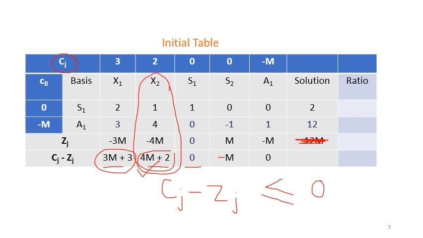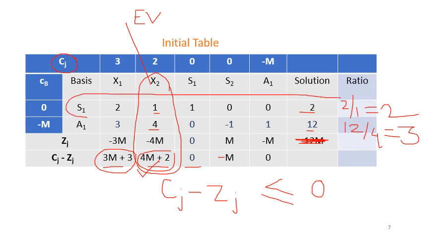And now find the ratio here. So x2 now becomes your entering variable. Now when I take the ratio, 2 divided by the element in the key column, 2 by 1 will be 2. Similarly, 12 divided by 4 will be 3.